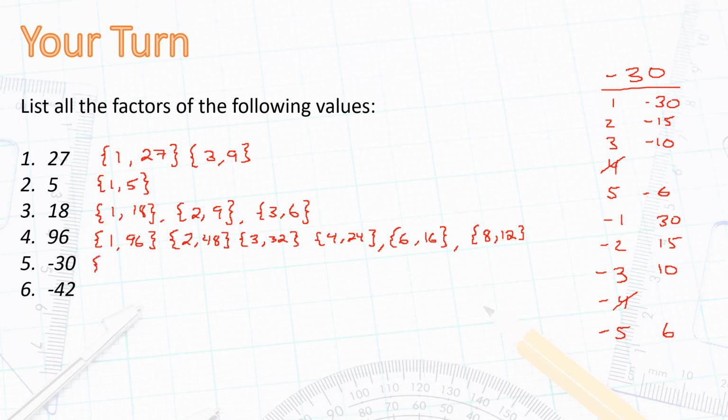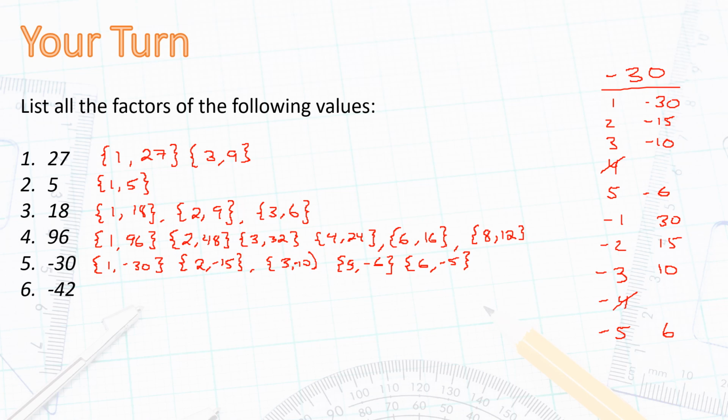So when we do our pairings, we've got 1 and minus 30. It's a terrible set of brackets, apologies. 2 and minus 15. 3 and 10. 4 was not, so we got 5 and minus 6. These are all terrible brackets. Minus 5.